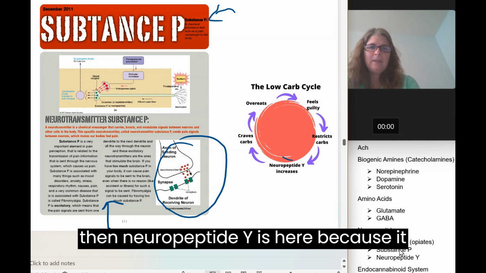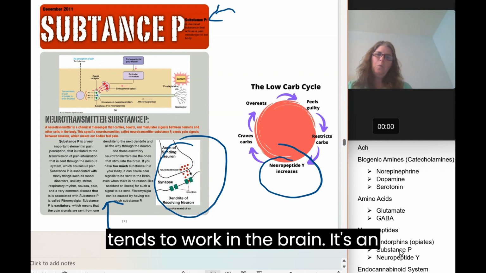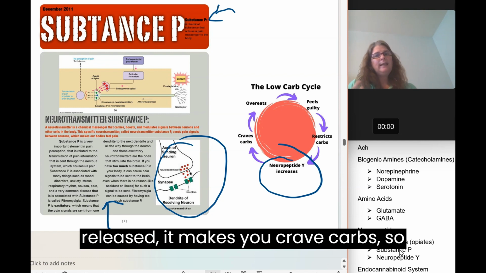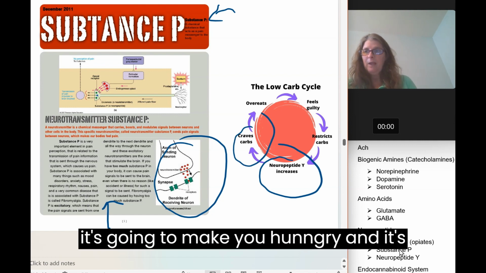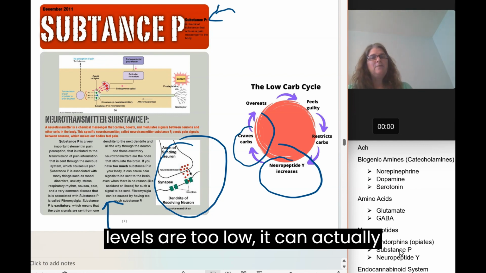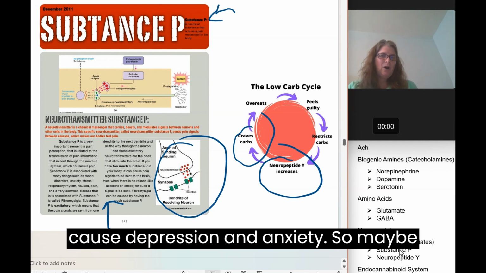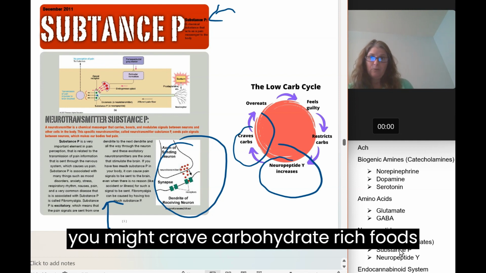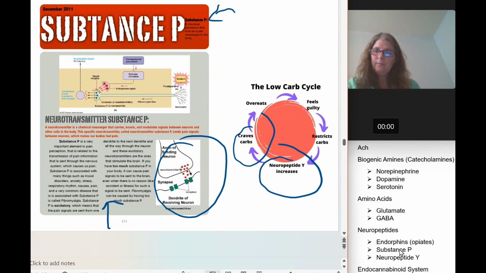And then neuropeptide Y is here because it tends to work in the brain. It's an example of a neuropeptide. And when it's released, it makes you crave carbs. So it's going to make you hungry and it's going to make you crave carbohydrates. They've actually found that if the levels are too low, it can cause depression and anxiety. So maybe that's one reason when we are depressed, you might crave carbohydrate-rich foods as well.